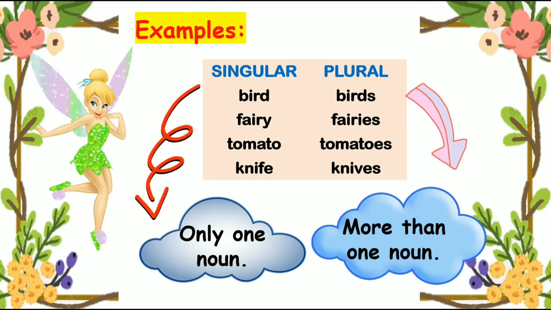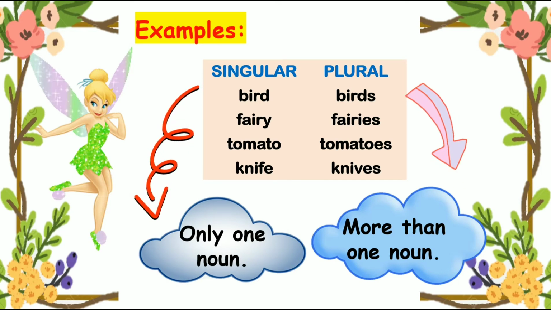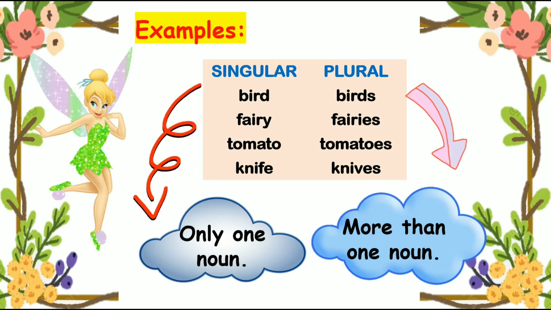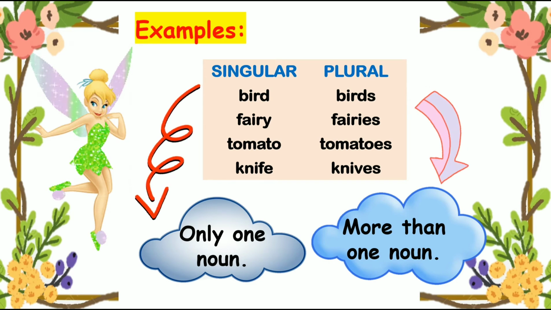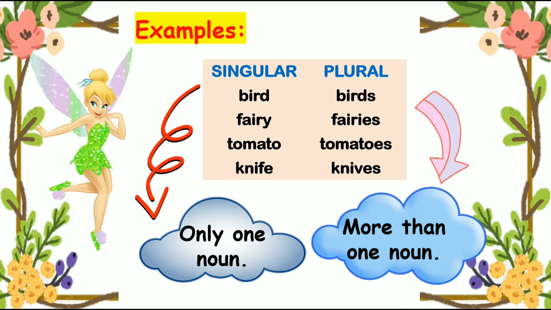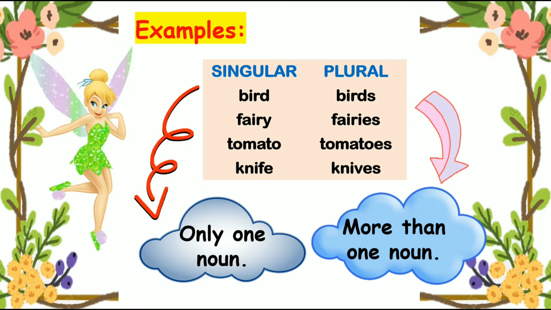Now take a look at the examples. Do you notice something? Yes, it is noticeable, right? From bird being the singular, when it came to plural, we added s. Fairy became fairies, tomato, tomatoes, knife, and knives. So how did we do it? In the next slide, we're going to talk about changing singular nouns into plural nouns.